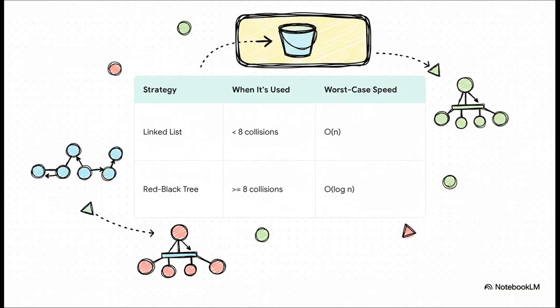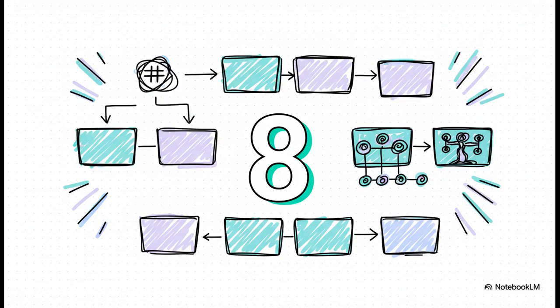Well, the hash map actually has two strategies up its sleeve. The default move is simple. When a collision happens, it just chains the new entry onto the old one, creating a little linked list in that one bucket. But, and this is the brilliant part, if that list starts to get too long and slow, the hash map automatically upgrades it, transforming that clumsy list into a super efficient structure called a red-black tree. This keeps searches fast, even in a crowded spot. So when does this amazing transformation happen? It all comes down to this magic number, 8.